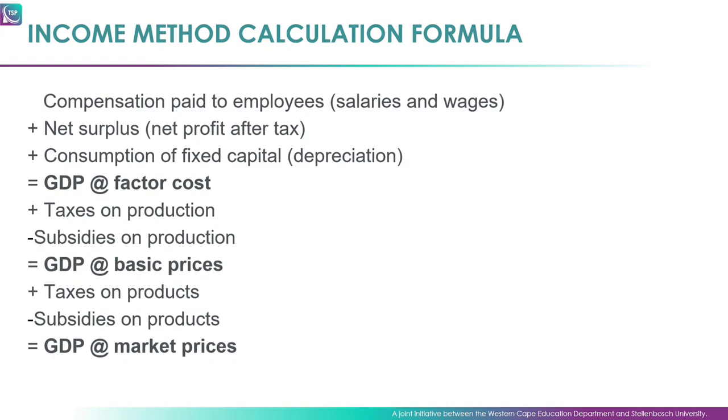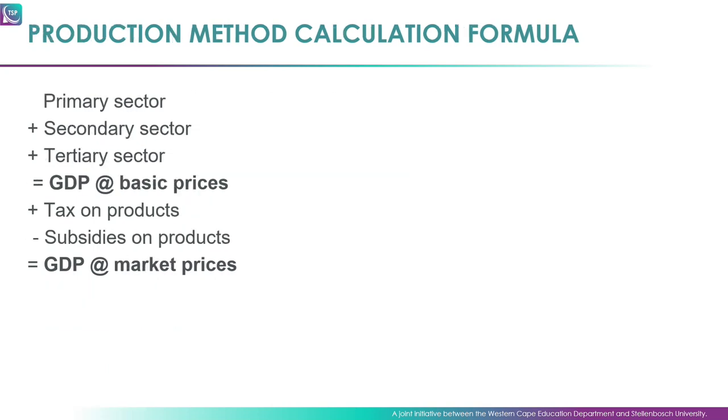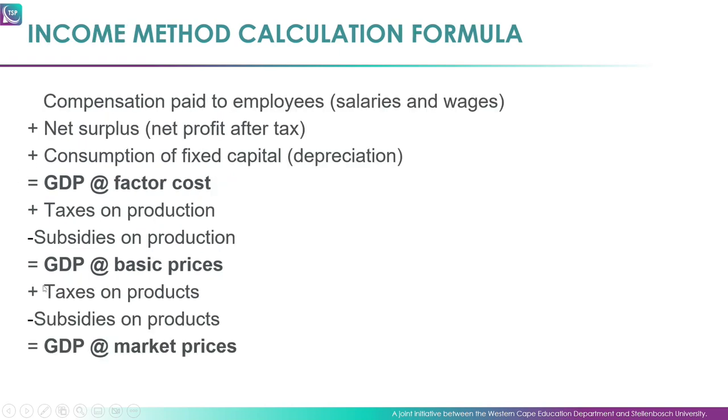Right, the income method, on the other hand, here we're looking at the factors of production. You would note here, you have GDP at basic price and GDP at market price, which is exactly the same as you have it with the production method. And please note that when you're converting your GDP at basic price to GDP at market price, you see there plus tax on products, minus subsidies on products. We go to the income method to convert GDP at basic price to GDP at market price, exactly the same. Taxes on products, subsidies on products.